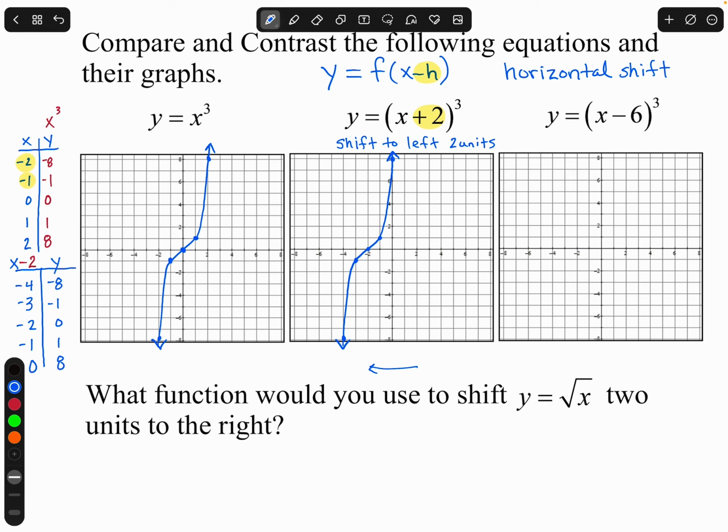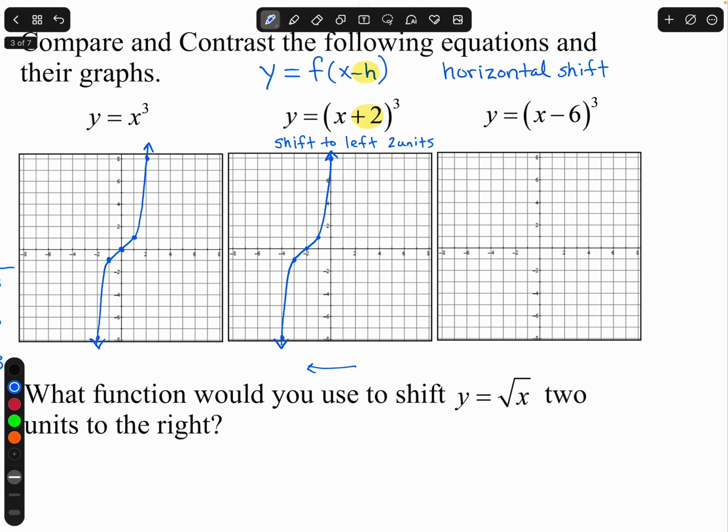Okay, now we can look at the last one. If we have y equals x minus 6 to the 3rd power, let's think about that for a second. Which way is that going to shift it? This one should shift our function to the right 6 units. You have to remember it's always the opposite of what you see when we're talking about horizontals. So our rules for our graphs change and become the inverses.